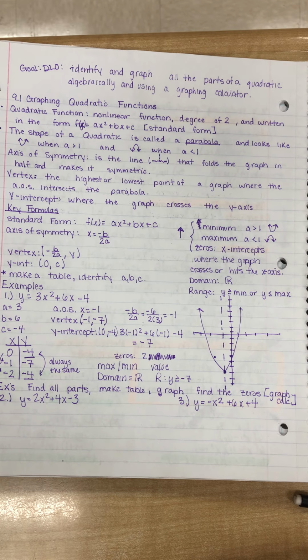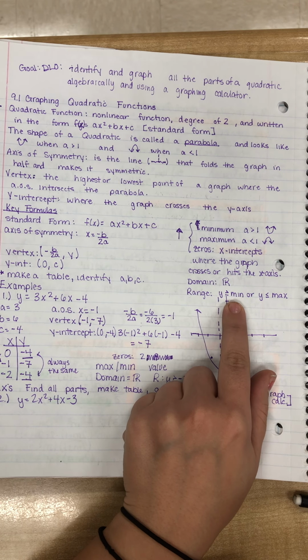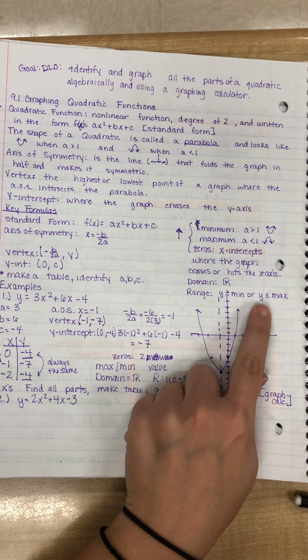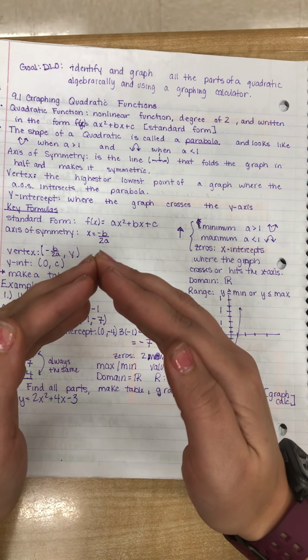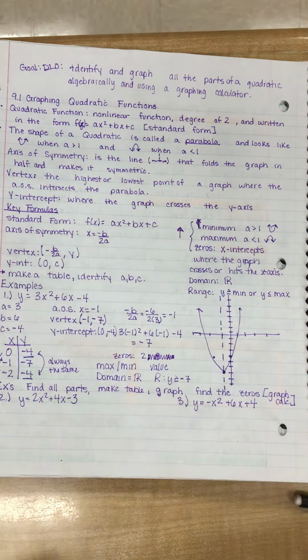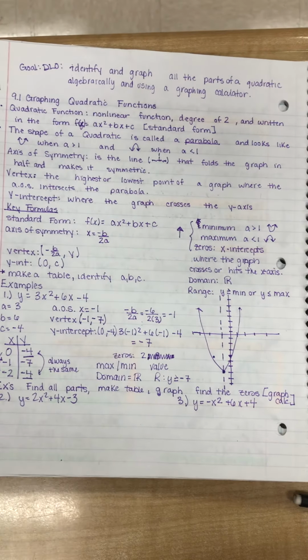The range is determined based on the min or the max. So if it has a minimum, y is greater than or equal to the minimum, or if it has a maximum, y is less than or equal to the maximum. It depends if it's facing up or down. If it's facing down, it starts at that point and goes down forever. If it's facing up, it starts at that point and goes up forever. So it just depends on what the picture looks like.